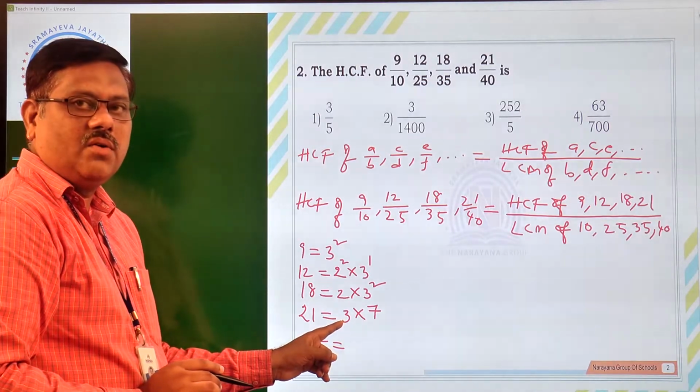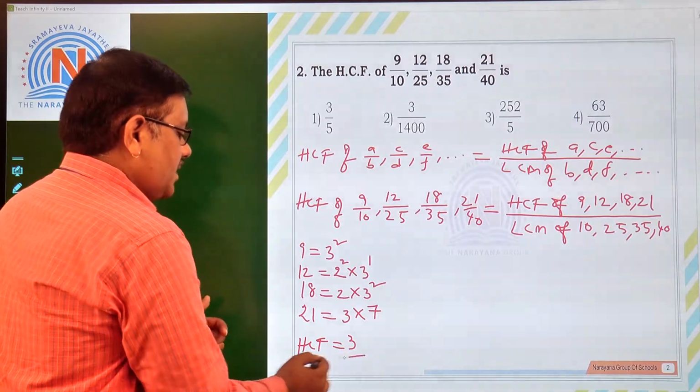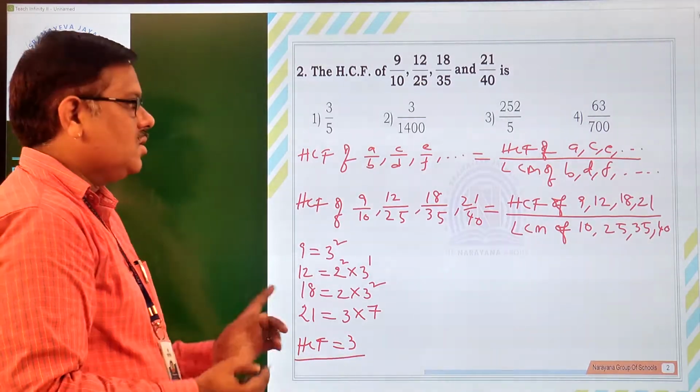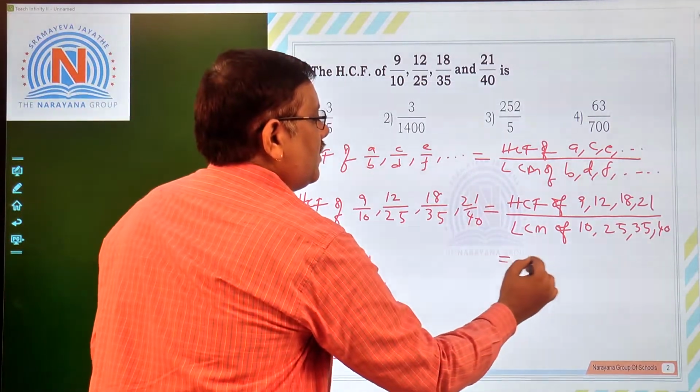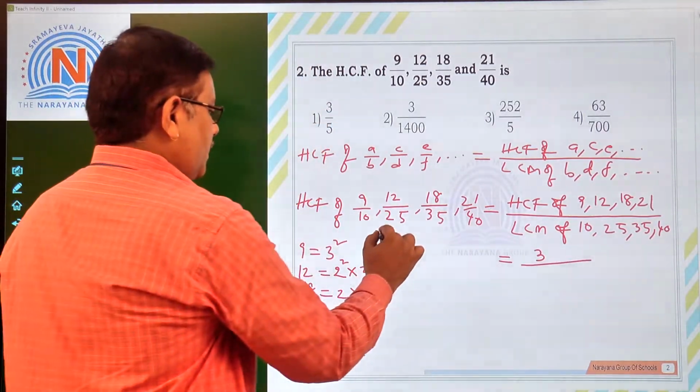Similarly, in 21 also we have only 3 power 1. So, 3 power 1 is nothing but 3, that is the HCF of the given 4 numbers. So, HCF of the numerator part is nothing but 3. Now, divided by what is the LCM of the rest of the numbers? Let us see.